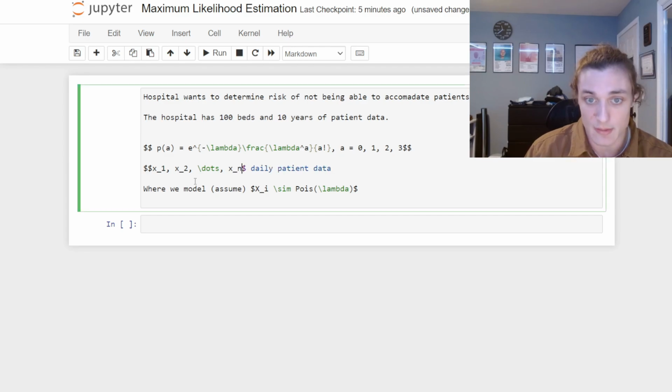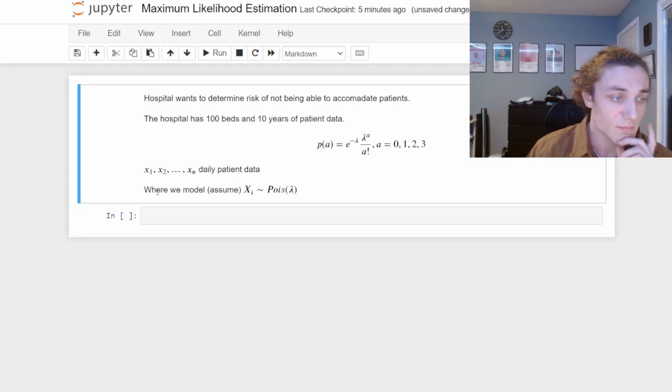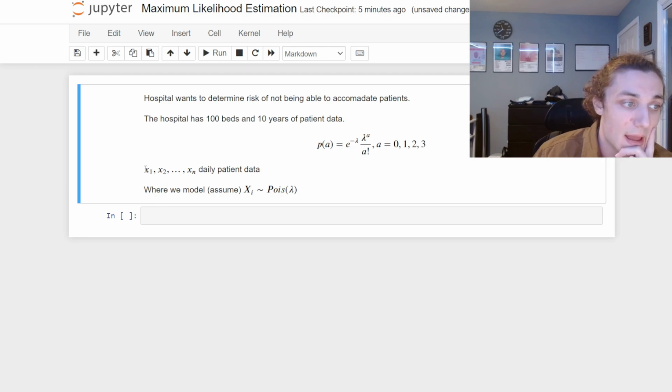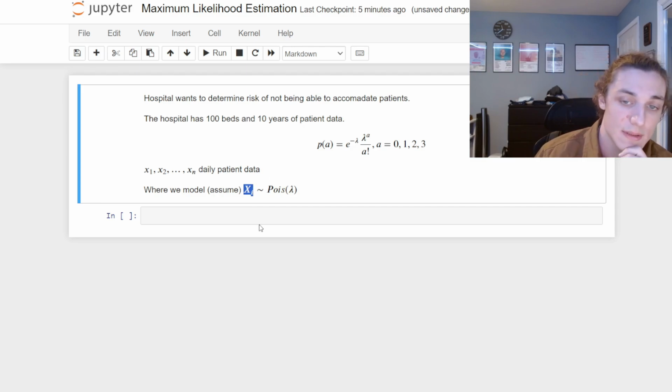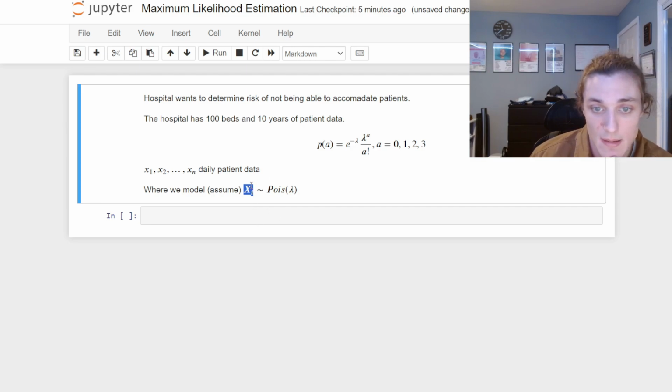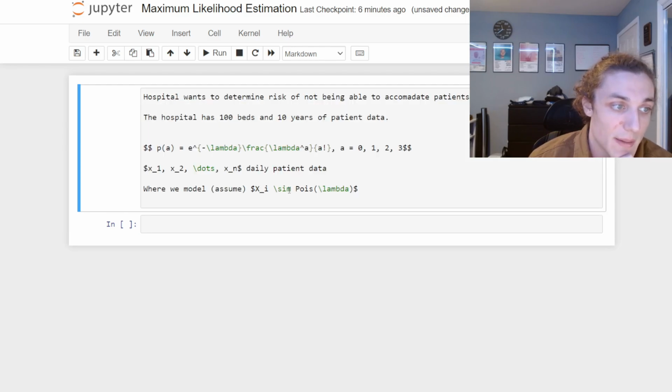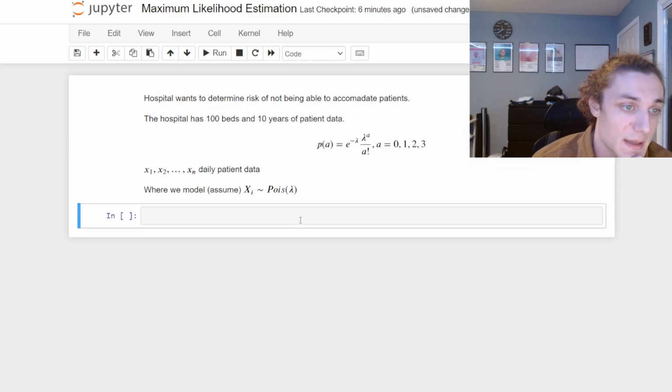Let me get rid of this so we can see it a little better. It's important to note here that the little x's are actually data. And the big X here denotes the random variable that is the number of patients realized in a day for this particular hospital. This is a random variable interpretation, okay? So this doesn't actually have a value, it has a distribution, right? We're saying that each one of these is distributed identically by the same Poisson distribution with some population parameter lambda. And that's what we're going to try to estimate.